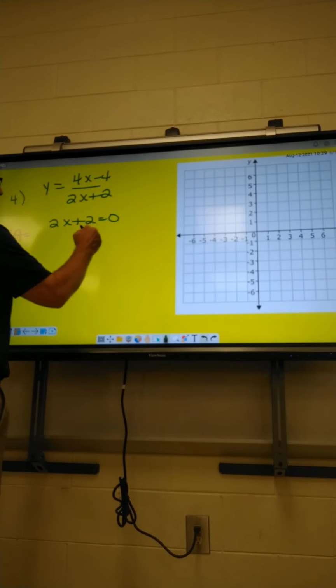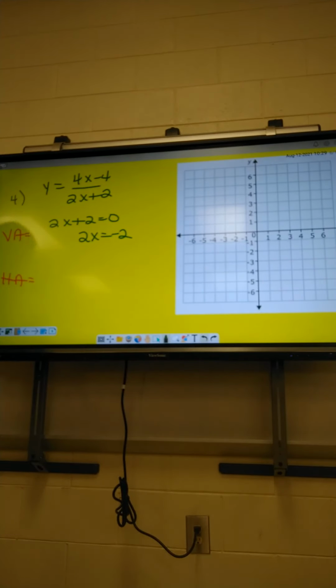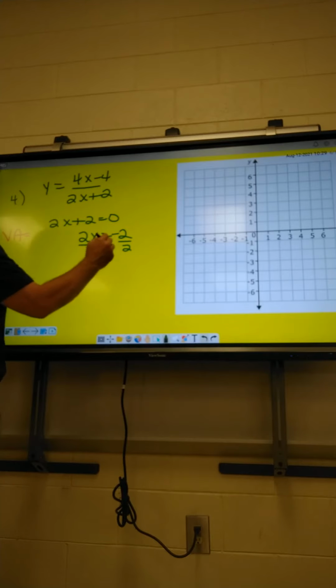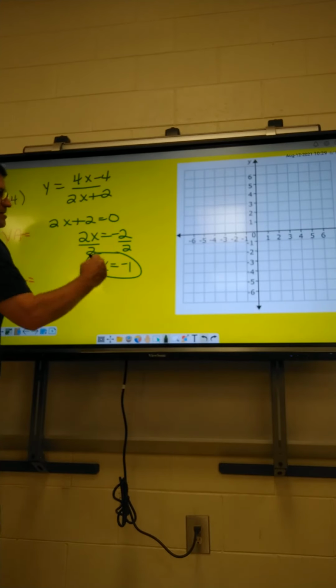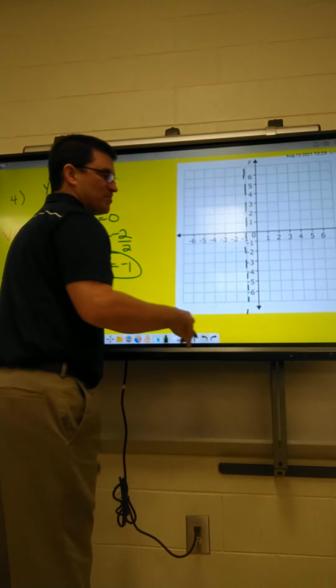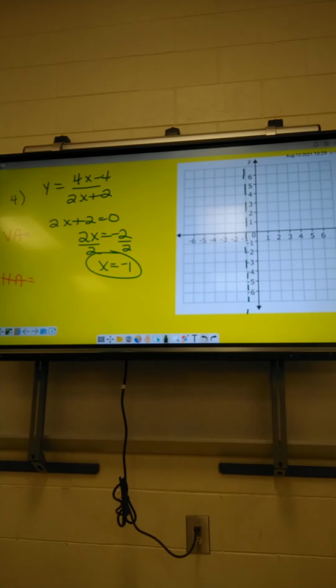Plus 2, move it over to minus 2. All right, Wyatt, what's next? Divide by 2, so I got negative 2. So, guys, I get negative 1. That's where my dotted line goes. And it's my VA, it's my vertical, so it's got to be a vertical line.